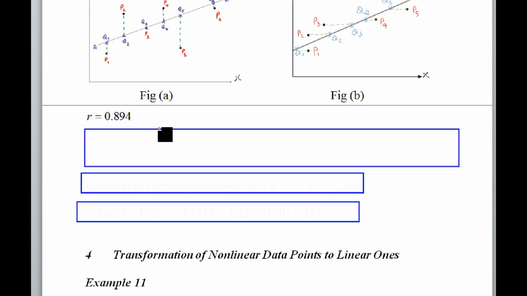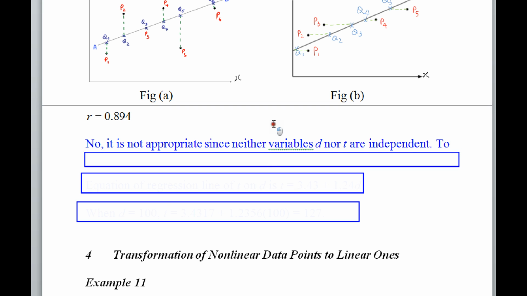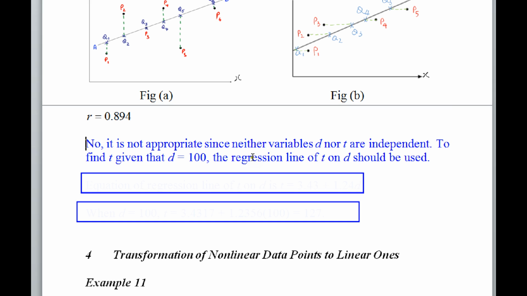So, answer here. It is not appropriate since neither variables D nor T are independent. So in order to find the T, the time, the regression line of T on D should be used. Okay? Is that all right?